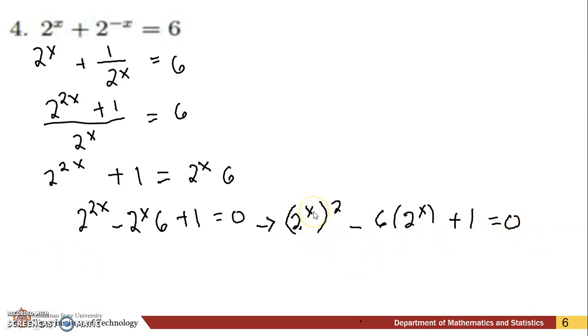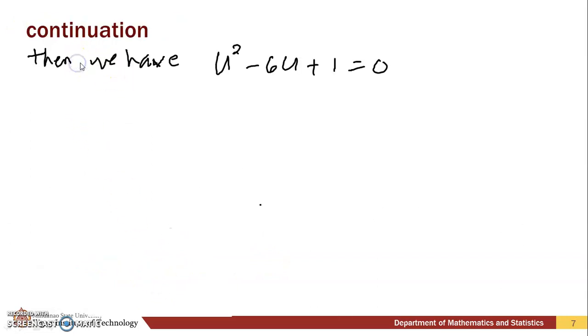We can let 2 to the x be equal to u. So from here, if u equals 2 to the x, you have u squared minus 6u plus 1 equal to 0. So we're going to solve for this one. Because we cannot factor at this point, we make use of the quadratic formula. So a here is equal to 1, b is negative 6, and c is equal to 1. You remember your quadratic formula?